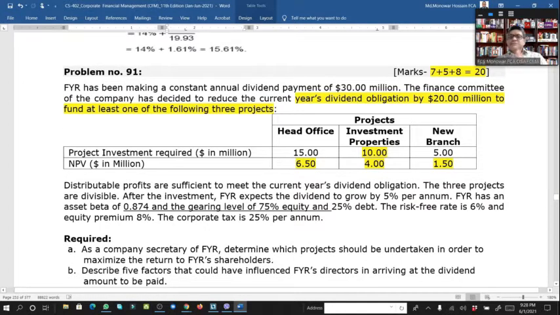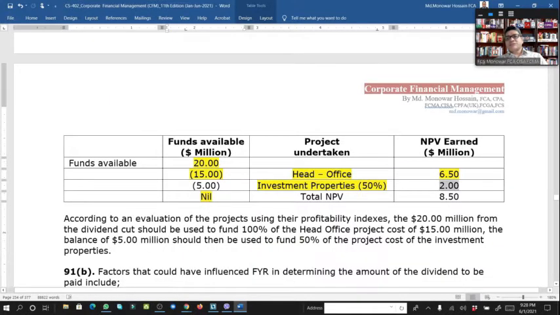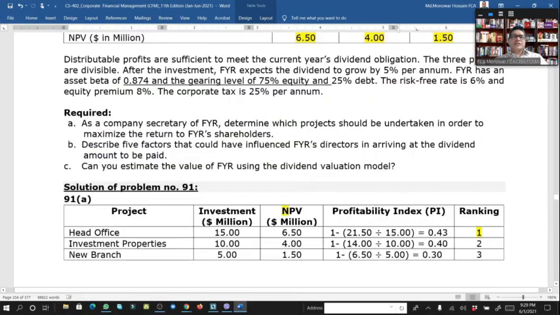So if we invest 50%, the NPV also 50% we have to add here. So 50%, that means 2. So total NPV comes to 8.5. This is the highest return if we invest head office 100% and 50% property, then the total highest NPV will come. So this is the answer of number 1.